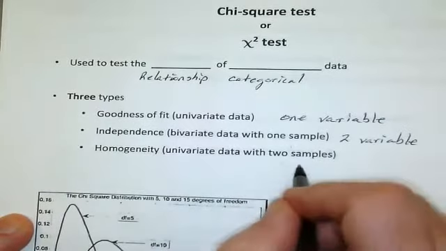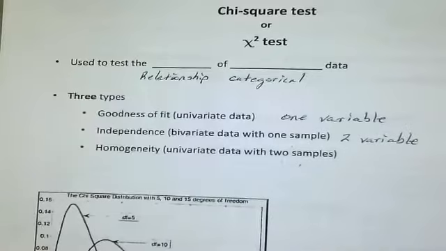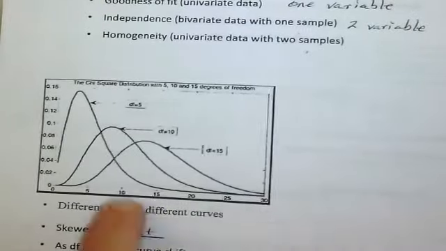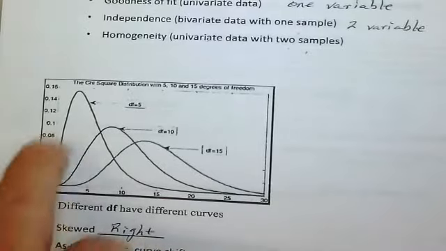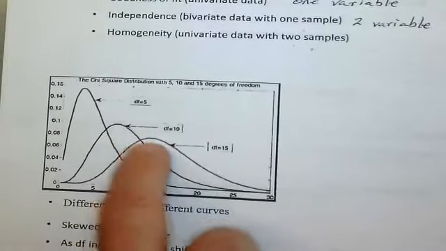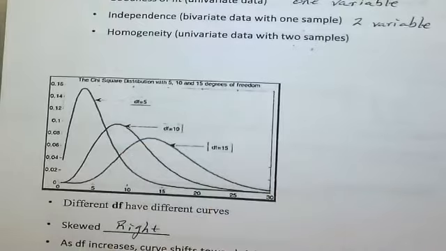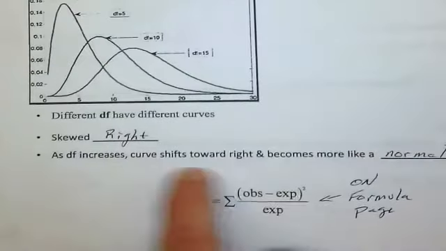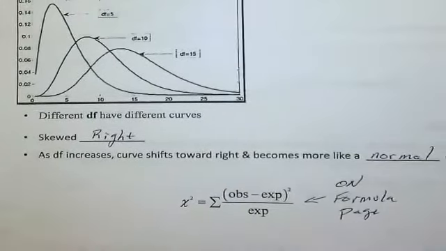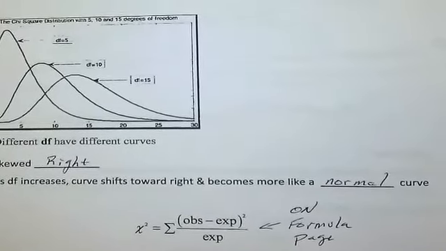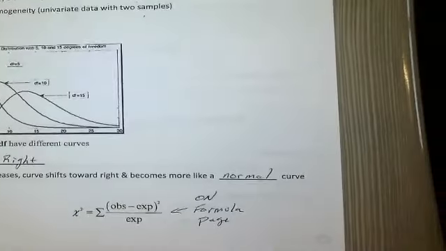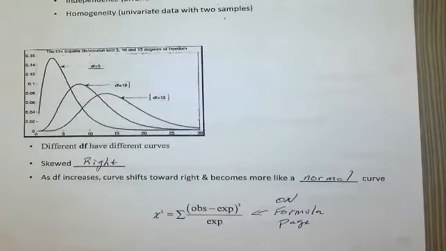One variable, two samples. And so as we look at this, we notice the curves for chi-squared are skewed hard to the right. The tails run this way. They're flat here, they stop here. But as the degrees of freedom increases, the top of it drops such that not only is it skewed to the right, but as the degrees of freedom increase, it becomes more like a normal curve. Not necessarily a true normal curve, but it becomes more like a normal curve.